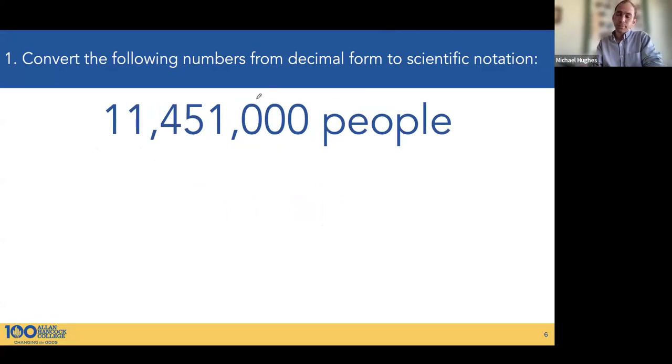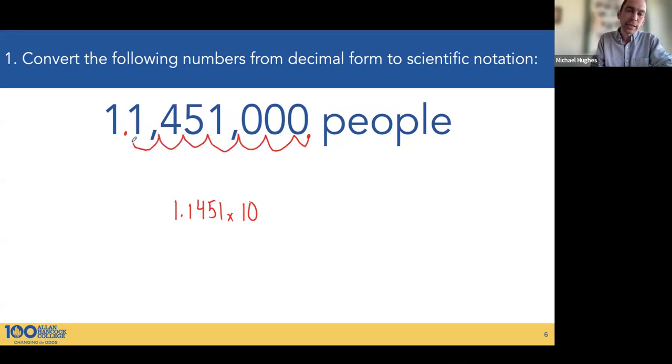11,451,000 people. So our number between 1 and 10 would be 1.1451. We'll put our decimal point in here. We'll probably drop these zeros because we're not sure if they're significant, if they've been counted at all, but our number will be 1.1451 times 10 to the 1, 2, 3, 4, 5, 6, 7 people.